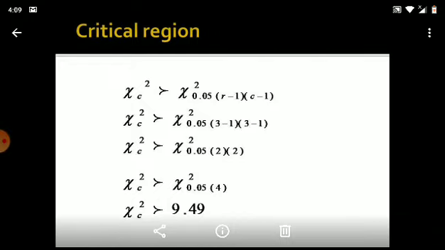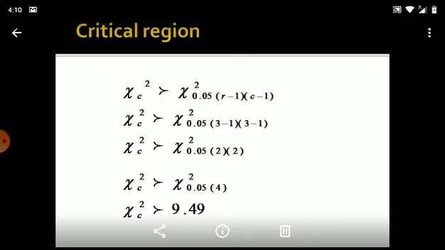Now the very important step in testing of hypothesis is to identify the critical region. Critical region is actually the region which is dangerous, in the sense that whenever you get your answer in this region, then you have to reject your H naught or null hypothesis. Critical region leads to rejection. It is actually the rejection region, the critical area, the dangerous area.